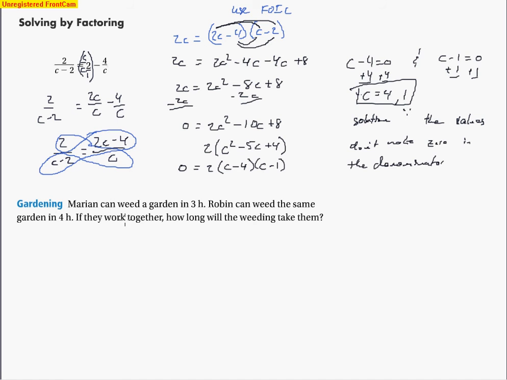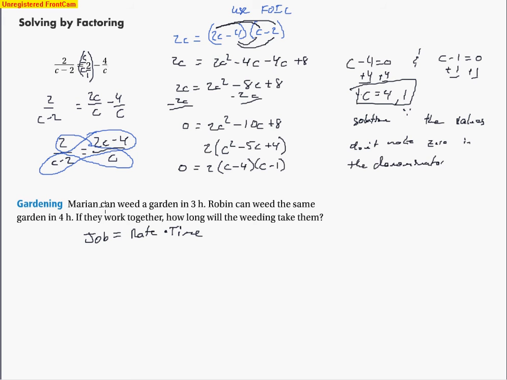So the next problem is a work problem. And a work problem works this way. I'm going to say job equals rate times time. It's kind of like the distance formula. Distance equals rate times time. We're going to use this formula to solve this type of problem.